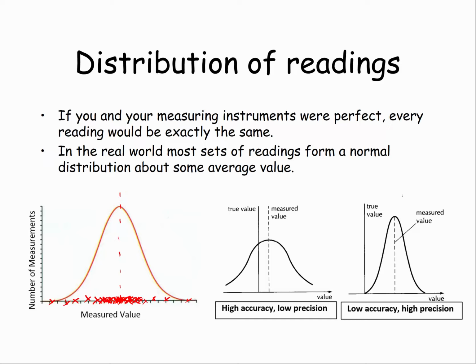So there we go. Precision and accuracy have very specific meanings in science, and you need to keep these in mind, and they will help you to interpret what's going on with your experimental results.